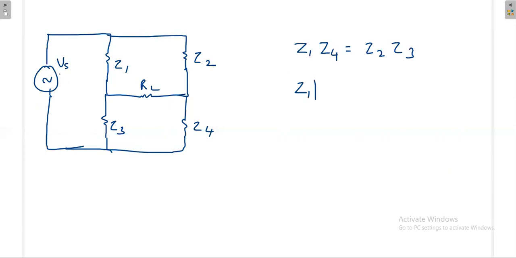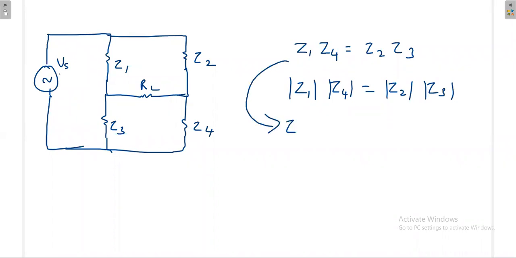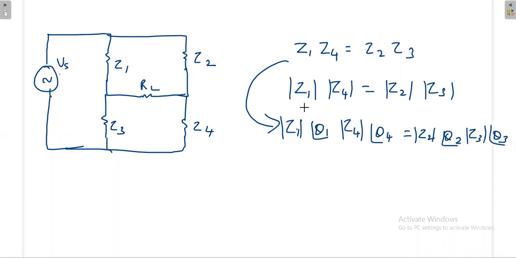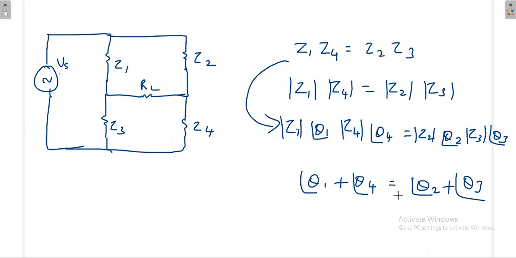So I can write like this: Z1 into Z4 is equal to mod values. Then it also has the angle, so how can you write this one? Z1 mod value theta 1, this is Z4 mod value theta 4, this is Z2 mod value theta 2, Z3 mod value theta 3. Once you have equated the magnitude, then the phase: theta 1 plus theta 4 is equal to theta 2 plus theta 3. That means the impedance magnitude product has to be equal, and also their angle addition has to be equal. Then only this bridge is balanced.